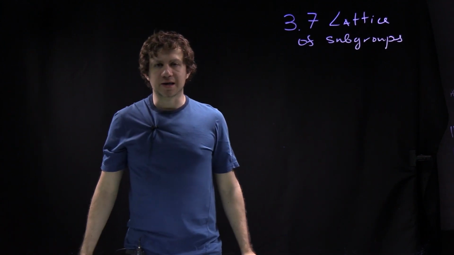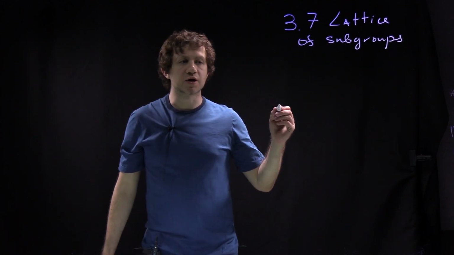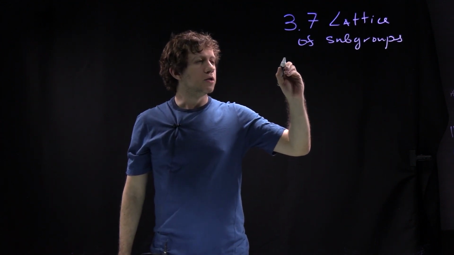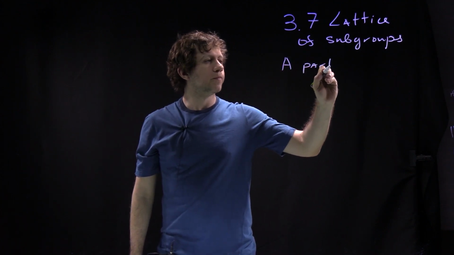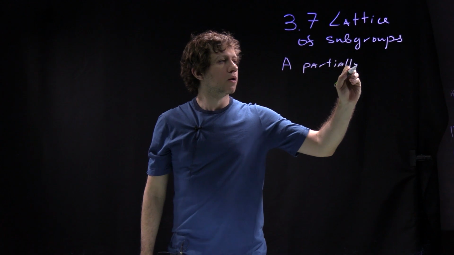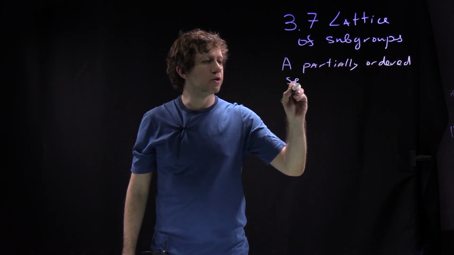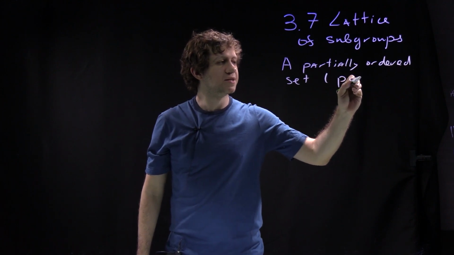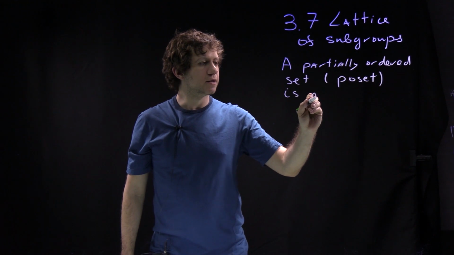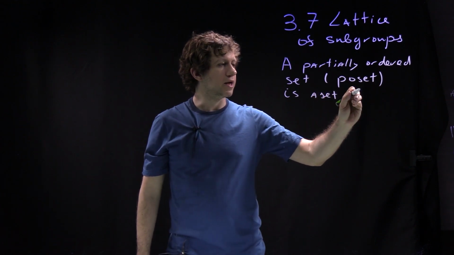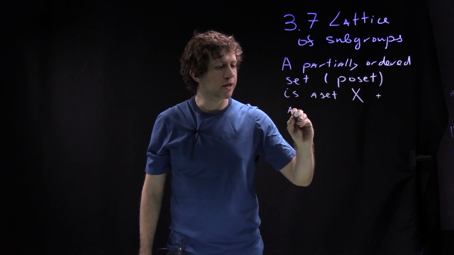Before I explain what is a lattice, I should explain an even more fundamental idea, what's called a partially ordered set. So let's start with this. A partially ordered set, which everybody calls a poset, is a set, let's say X, plus a relation.